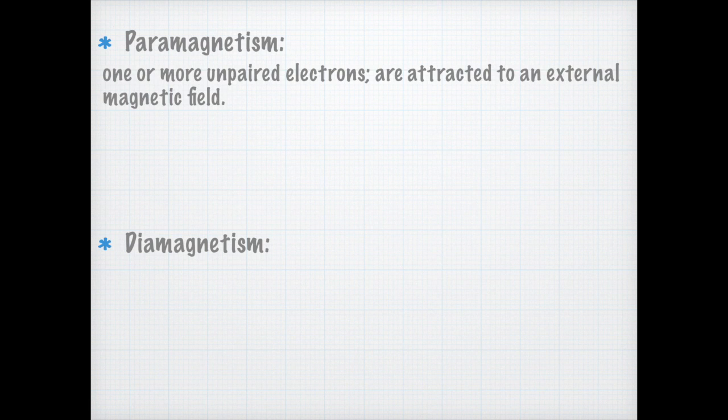Now that you guys have learned how to draw the orbital diagram for elements when given their electron configuration, one last concept that I need to introduce is the concept of paramagnetism and diamagnetism. Now, if an element is paramagnetic, what that means is that one or more of its electrons are unpaired. So when you draw the orbital diagram, the element has one or more unpaired electrons. And as a result of these unpaired electrons, those elements are going to be attracted to an external magnetic field.